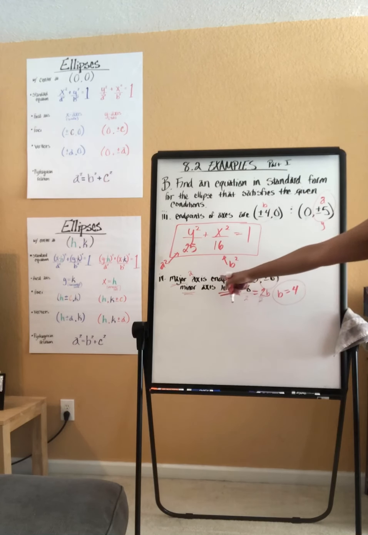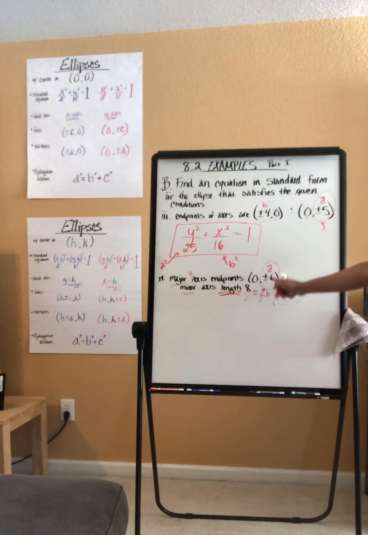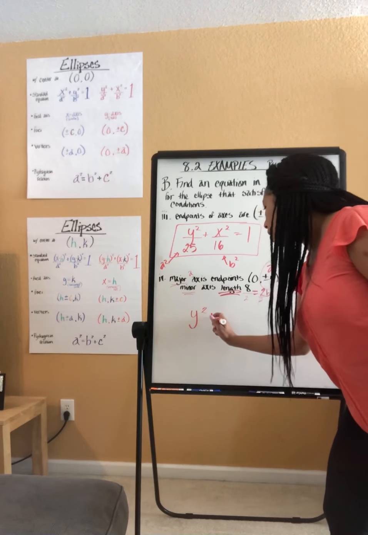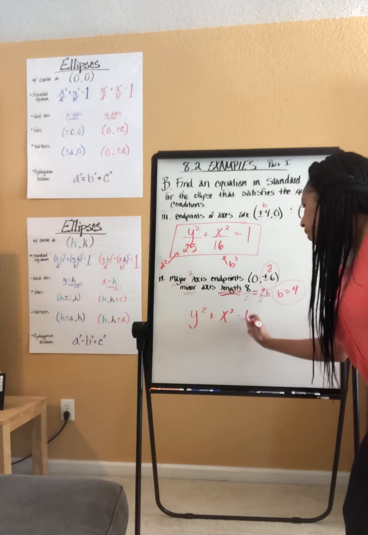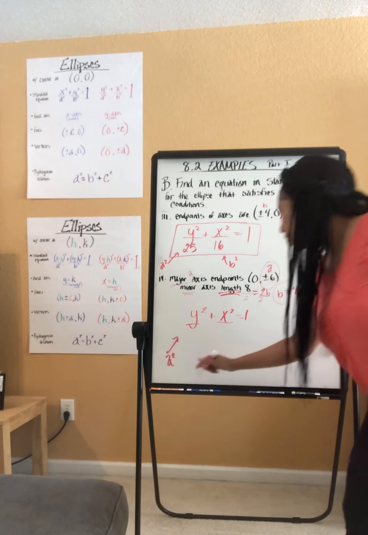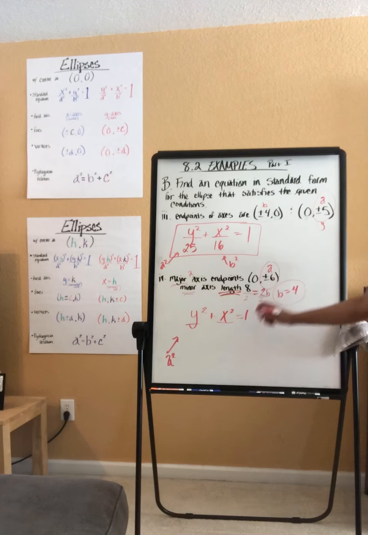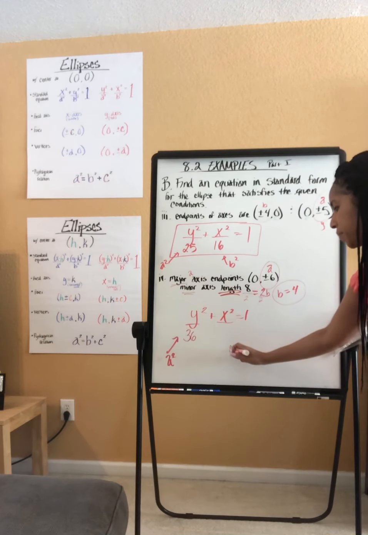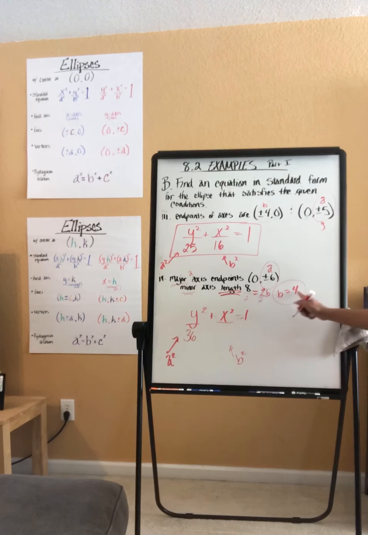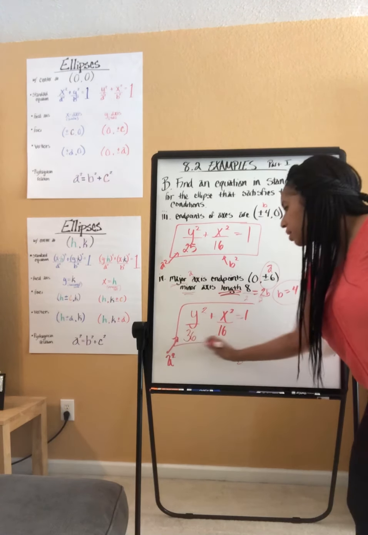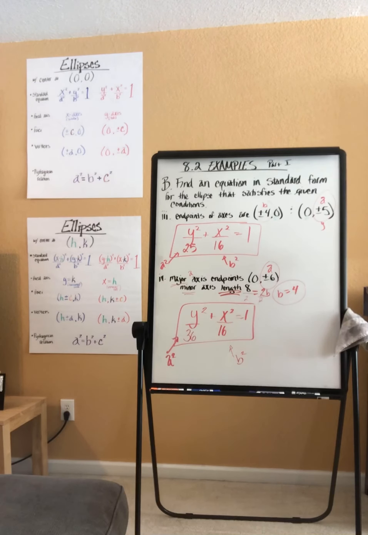Okay, we noticed that the major, the A, was a Y coordinate, so I started with y squared plus x squared equals 1. And I will fill in the denominator here with an A squared. A was 6, so A squared is 36. And down here I need my B squared. B was 4, so B squared is 16. And there's that. All right.